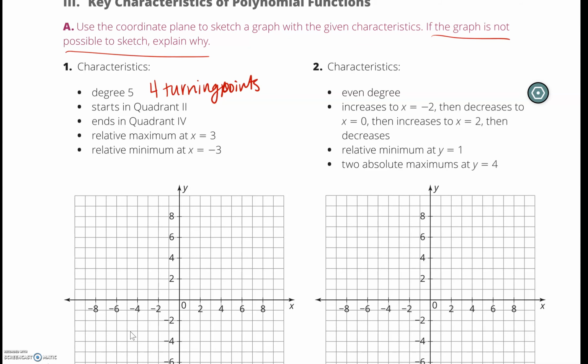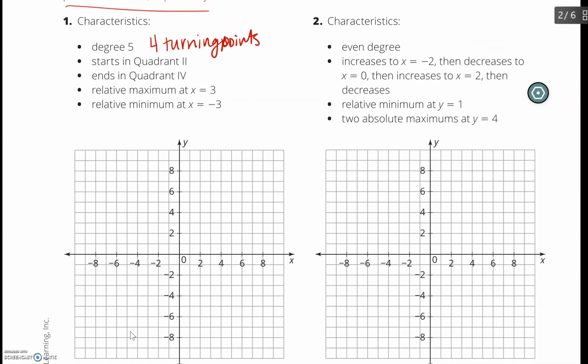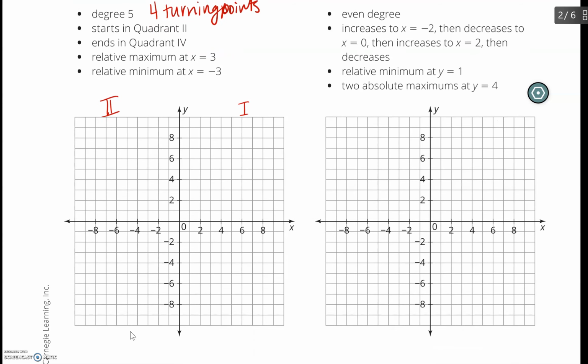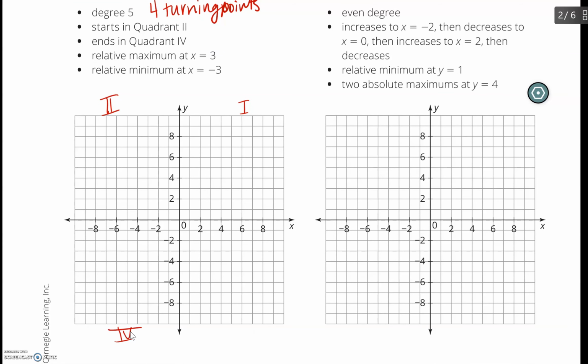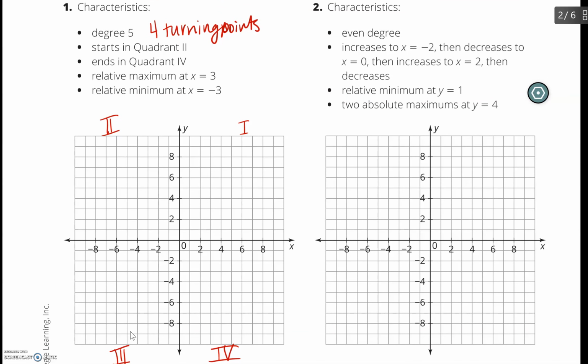Starts in quadrant 2. If you need a reminder of the quadrants, this is quadrant 1, quadrant 2, quadrant 3, oh, that's 4, sorry. Quadrant 3 and quadrant 4. So it starts in quadrant 2 and ends in quadrant 4, has a relative maximum at an x value of 3, so somewhere along here, and a relative minimum at an x value of -3, so somewhere along there.